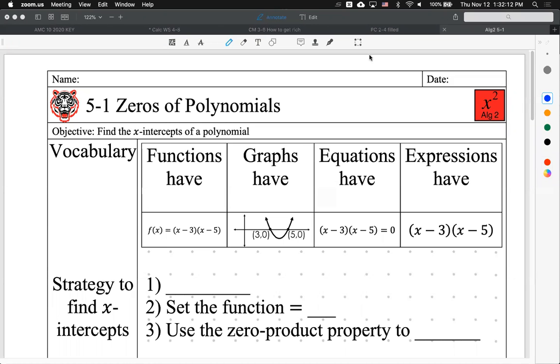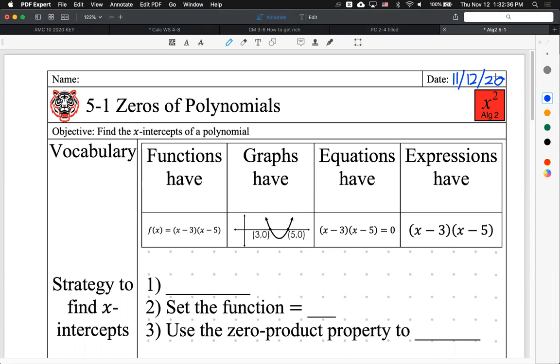Algebra 2, lesson 5-1, zeros of polynomials. This is the first of 4 lessons in this very, very short unit. Today's date is Thursday, November 12th, 2020. It goes lesson, test, and we are done. Objective: find the x-intercepts of a polynomial. That's it. That one thing, and it has 2 homework assignments associated with it.